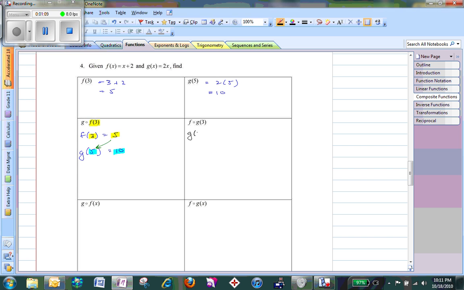First find G at 3. Well, that's 2 times 3, which is 6. Now take that and plug that into f. That's f at 6, which is 6 plus 2, which is 8. Let's find G of f of x.